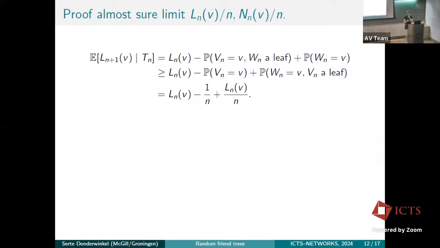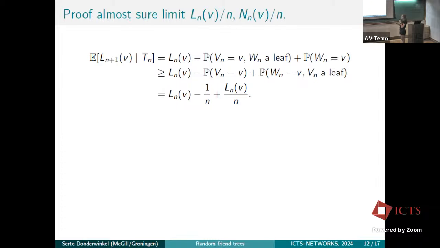So how do we show that there's an almost sure limit when we rescale by n here? We're going to track the evolution of the number of leaves of vertex v given the tree at time n. So how can it decrease?